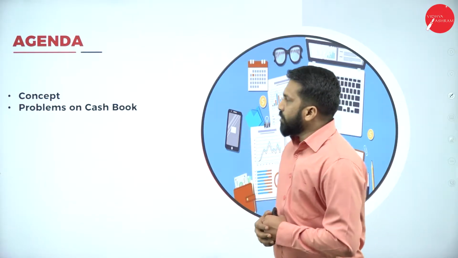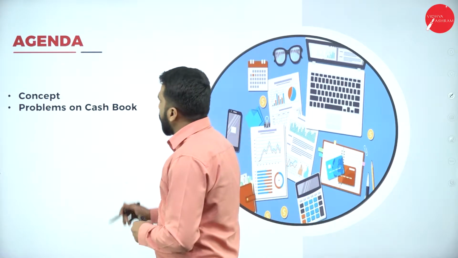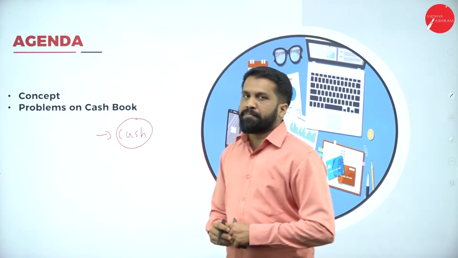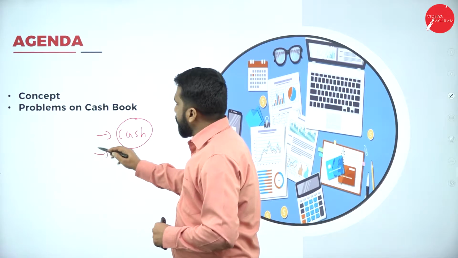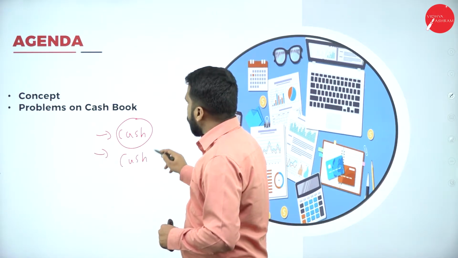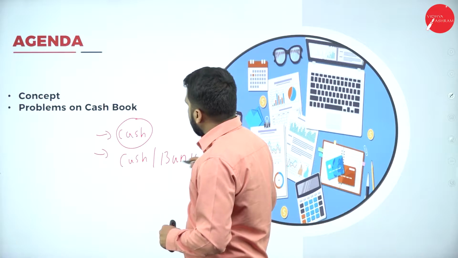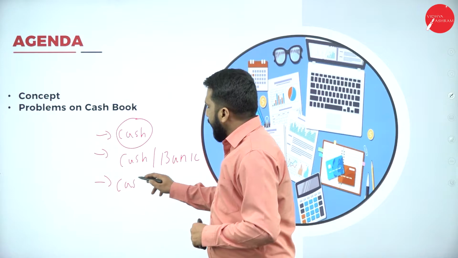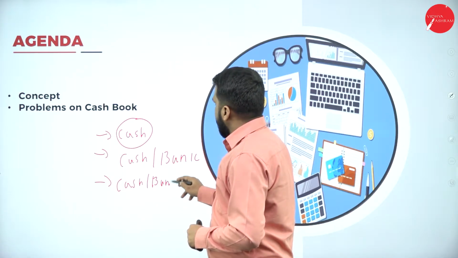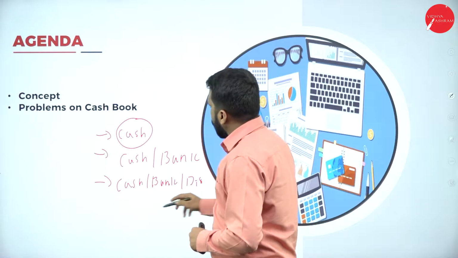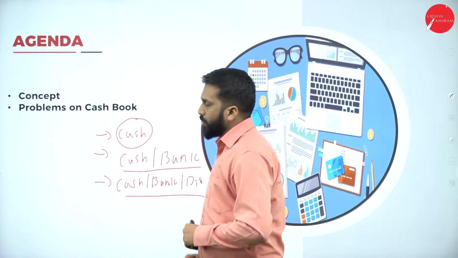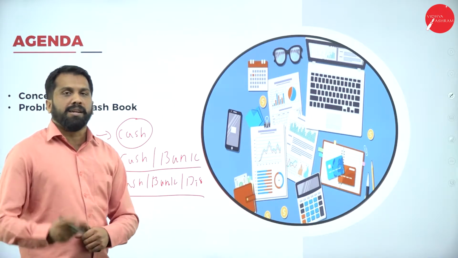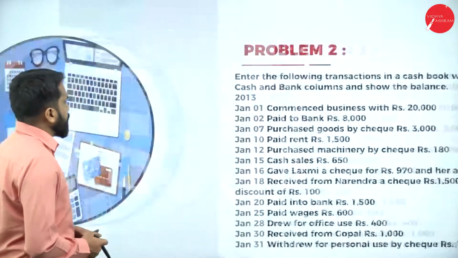As I told you, why do we call it a single column? We use the column called cash. In the double column, we use the columns called cash as well as bank. In the triple column cash book, we use the columns cash, bank as well as discount. These three come under the triple column cash book. In today's session, we will work out the triple column cash book.